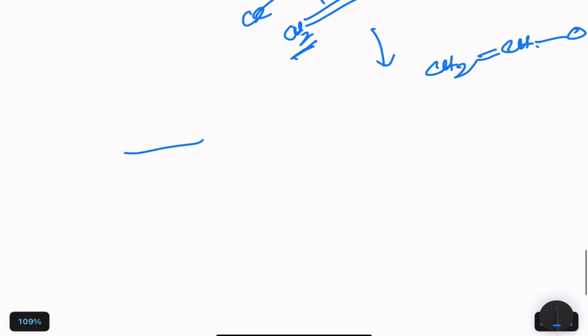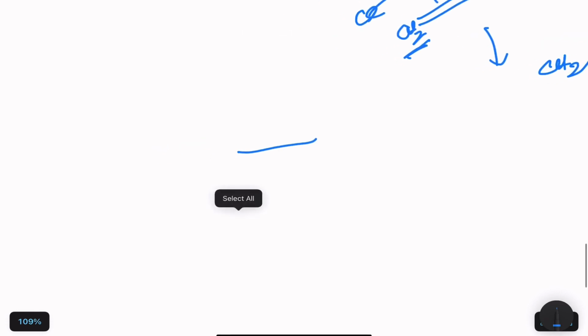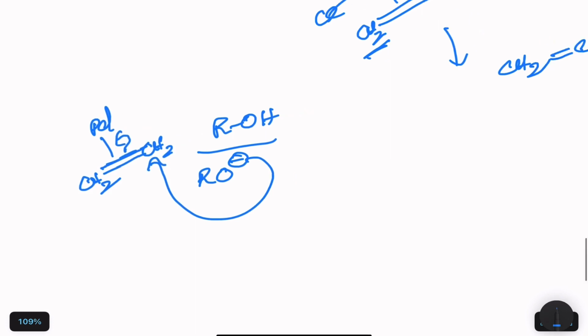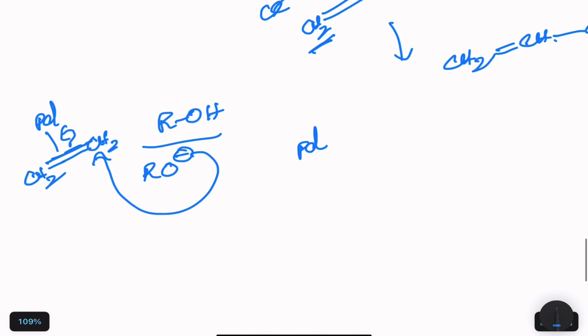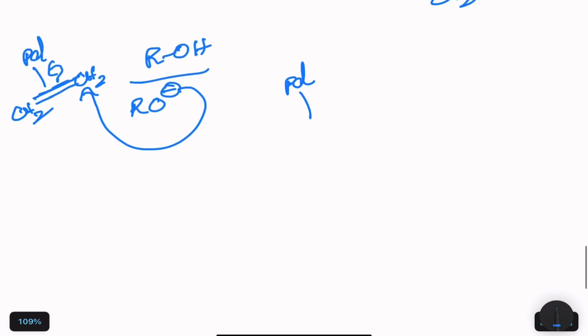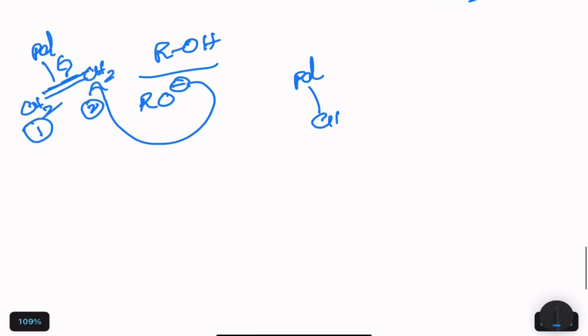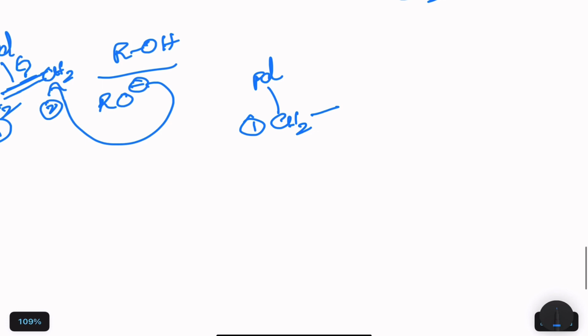Okay, consider OH. So this is our palladium and it is attached to our CH2. If alcohol is present, this OR will come and attack this carbon, and these 2 electrons will go and attack the palladium. So it will be palladium, single bond. See, this is carbon 1, this is carbon 2. Carbon 1 is attached to palladium, and carbon 2 is attached to OR. Okay, so the rest will be there.